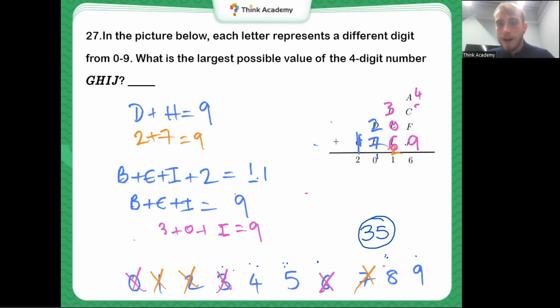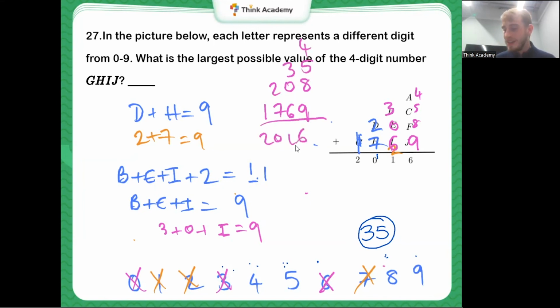And the rest, it doesn't matter how you put them. You could have 4, 5, and 8. And you can see that that does add up to 26, just as we wanted, which gives us the carryover of 2. So it looks a little bit messy because we've had to do lots of scribbles, but it looks like 1769. And you can double check it. 208, 3, 5, 4 should add up to 2016. So that's how you do that question.